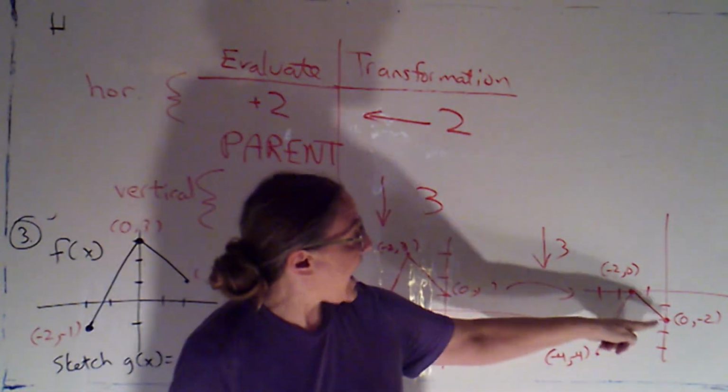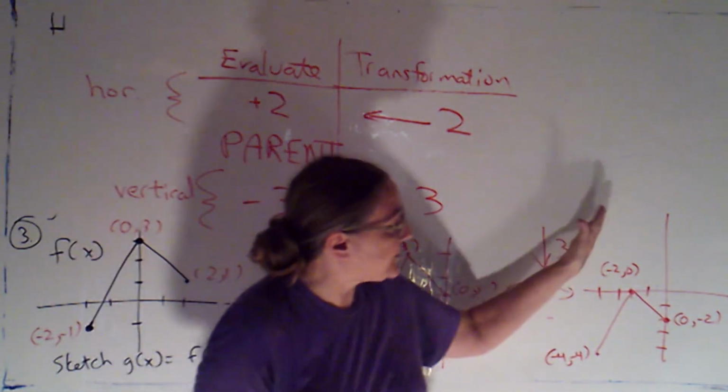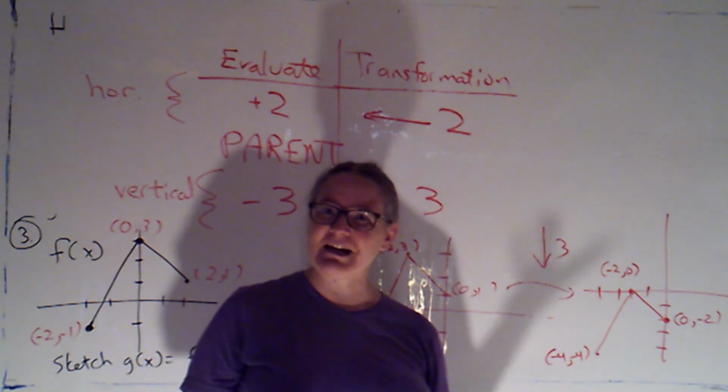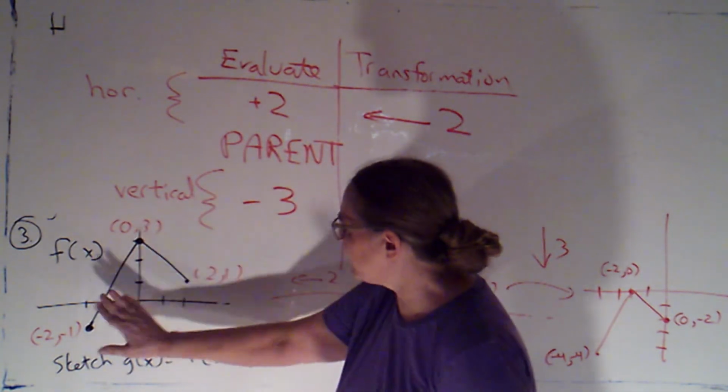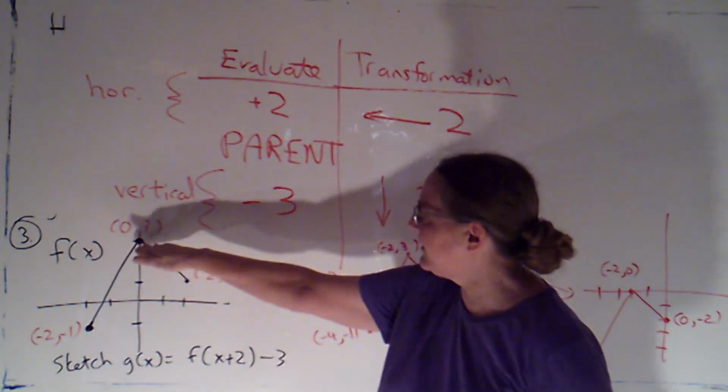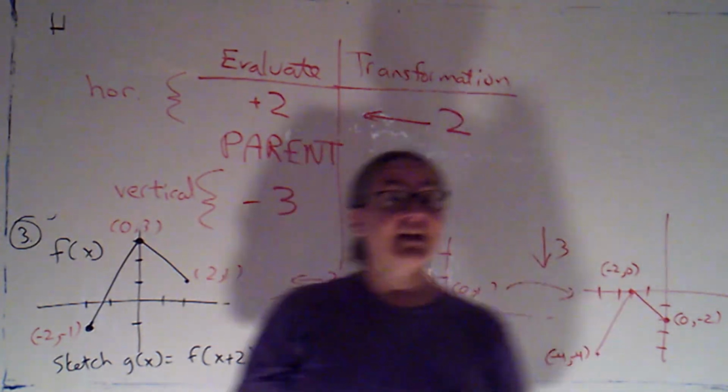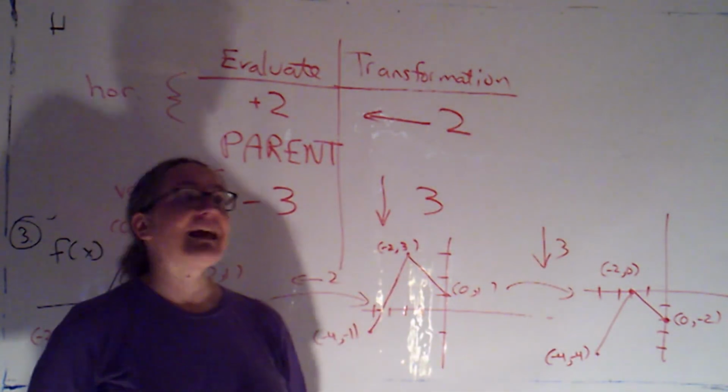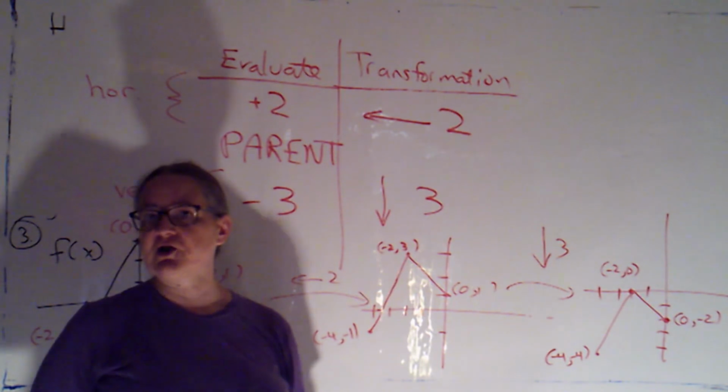But notice, I didn't have to do this for all of the infinitely many points one at a time. I just found the 3 crucial points, starting point, ending point, and there was a turning point in the middle, plotted those, and then was able to connect the dots because I knew that the overall shape was preserved.